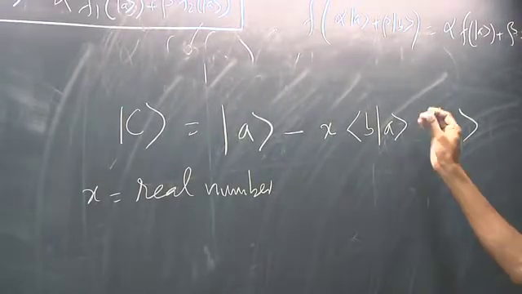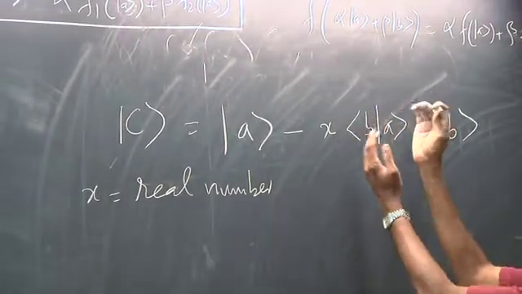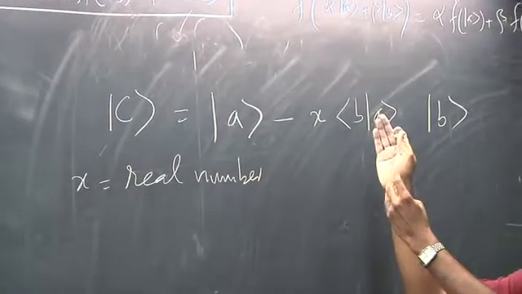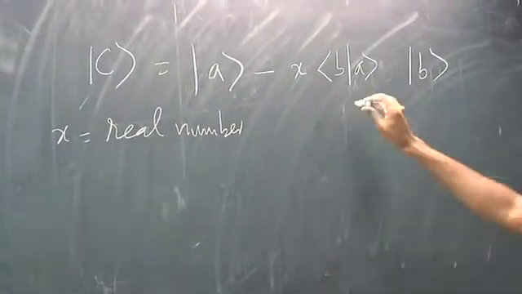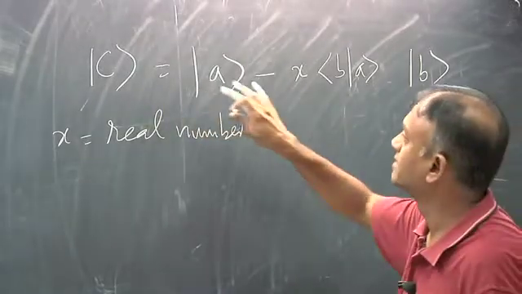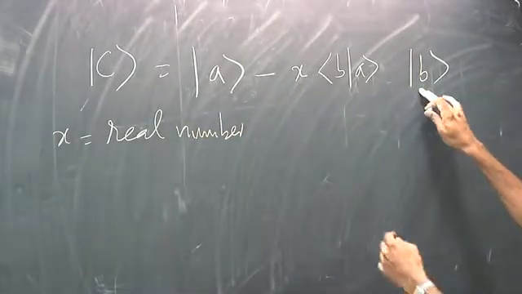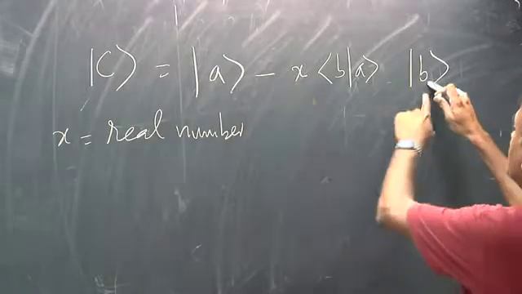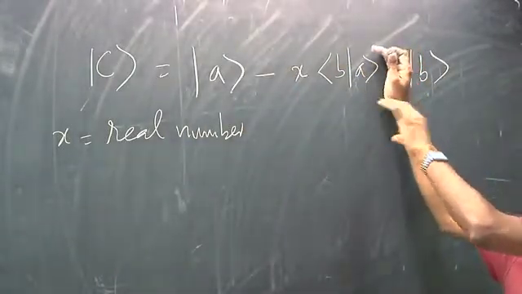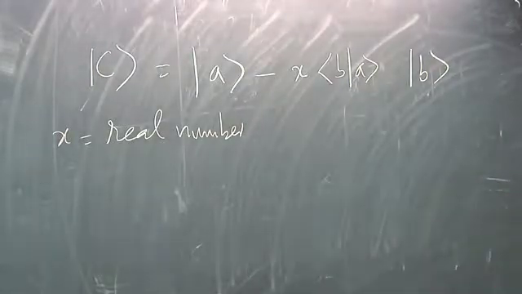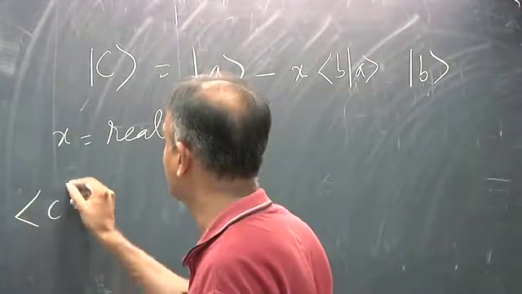I mean, so here is a complex number. Whatever the scalar product is, B with A, right? Whatever the definition, whatever it is. So I am taking a linear combination of A and B. The coefficient of A is 1, but the coefficient of B is minus x times this complex number. So I consider that. And now let's take the scalar product of C with itself.